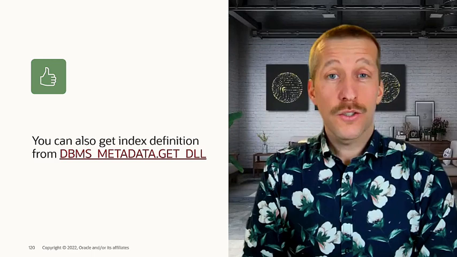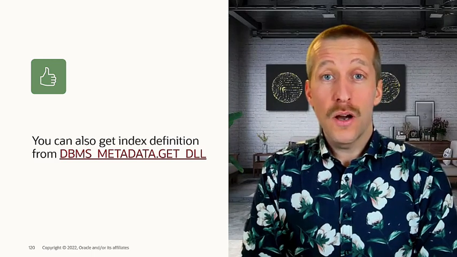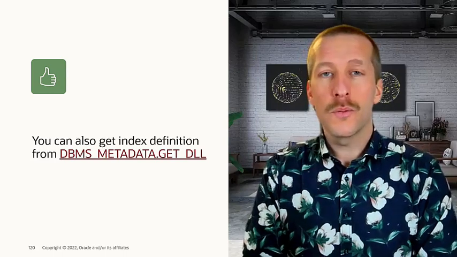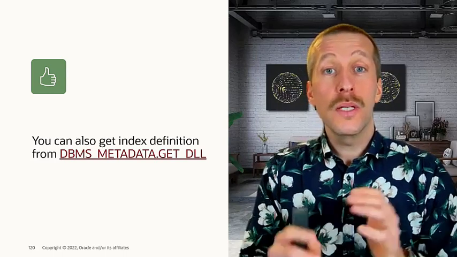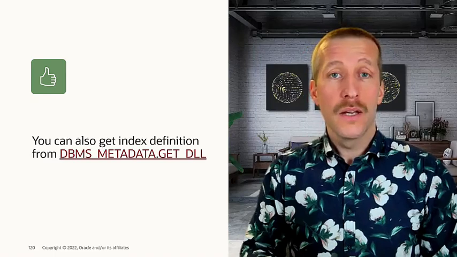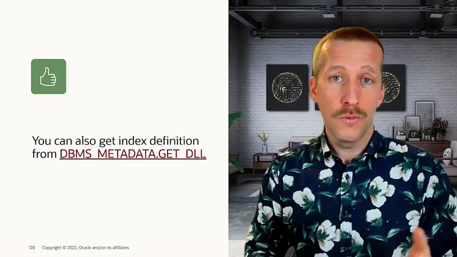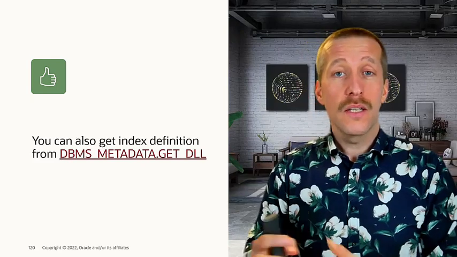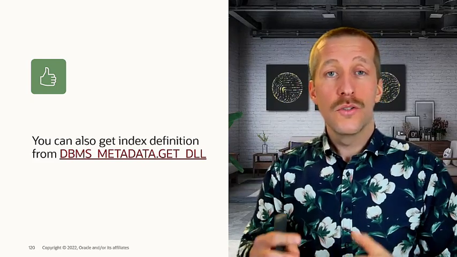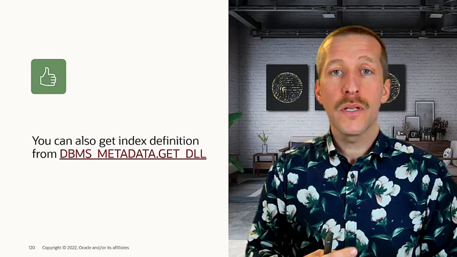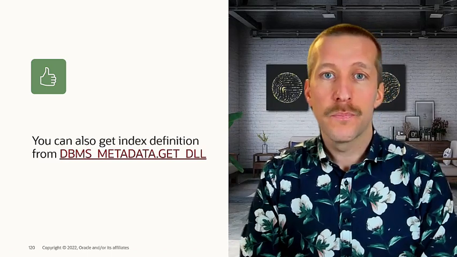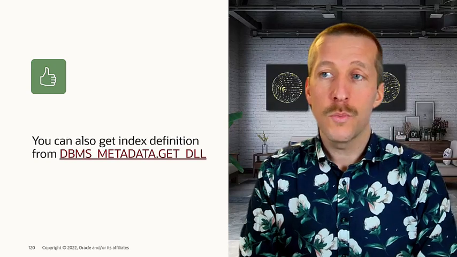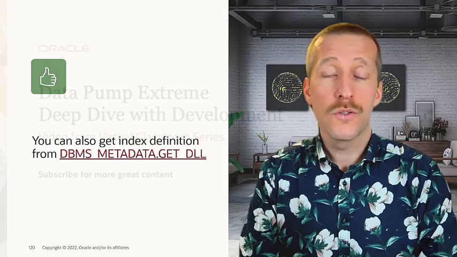If you need to extract the definition of an index or any other object, instead of using the SQL file option in data pump, you can also use DBMS metadata directly. That's one of the APIs that you can use as well. DBMS metadata has a function called getDDL that you can use to create the DDL statements for any object in the database. And data pump, in fact, uses the DBMS metadata API as well, but it's free for you to use it as well.